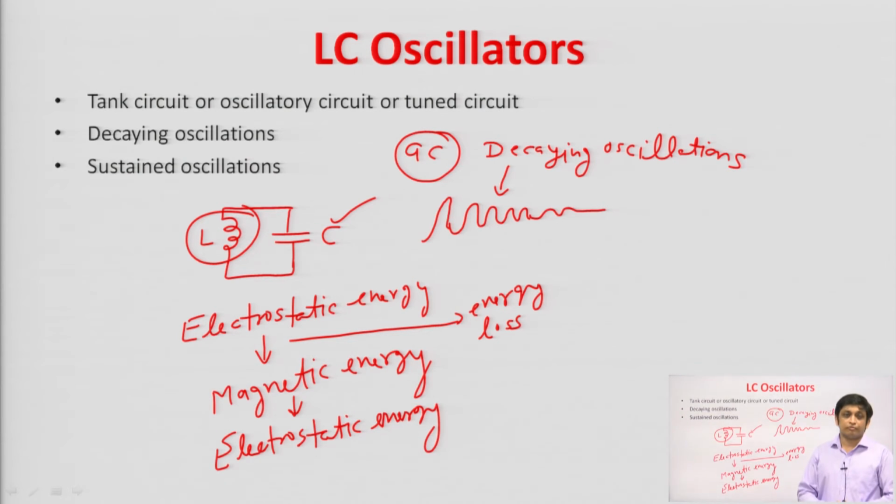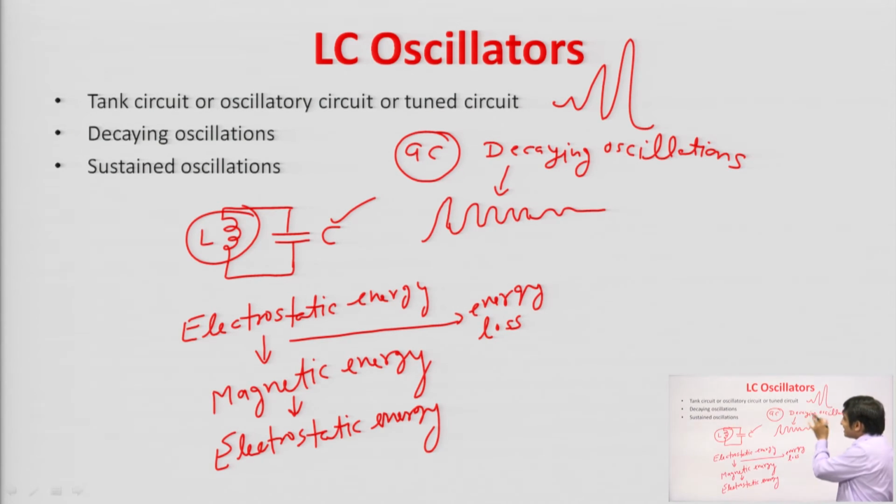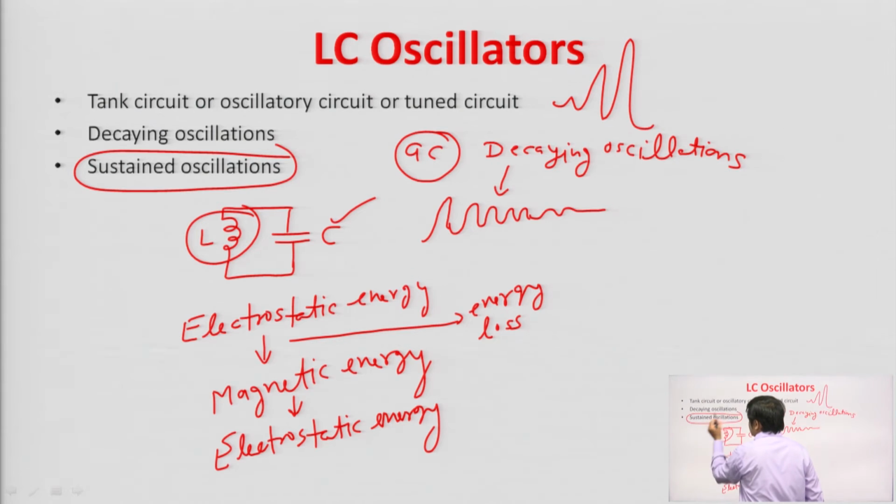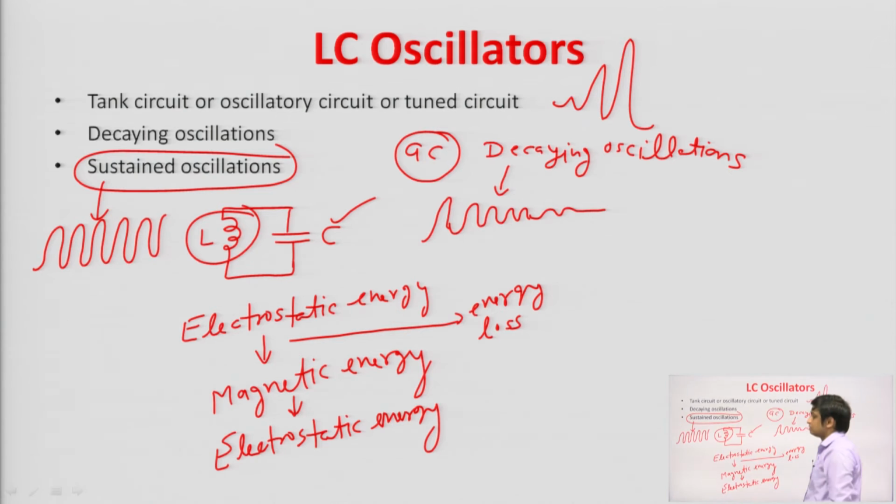But we want oscillations, and we want sustained oscillations, not decaying oscillations, not amplifying oscillations. Amplifying oscillations means the oscillations keep increasing, and we do not want that. We do not want decaying oscillations. What we want is sustained oscillation. Sustained oscillation means the oscillations are of constant magnitude. So, how can we get it?